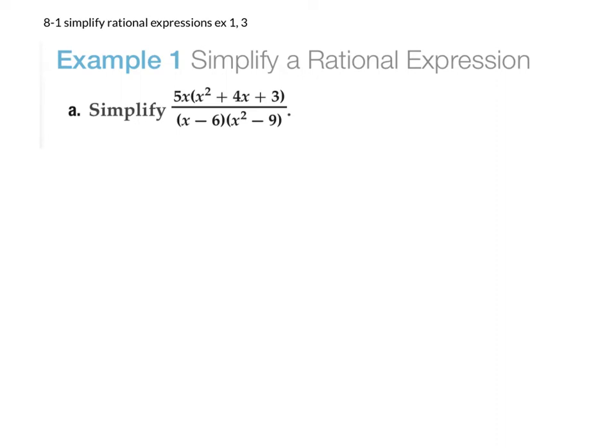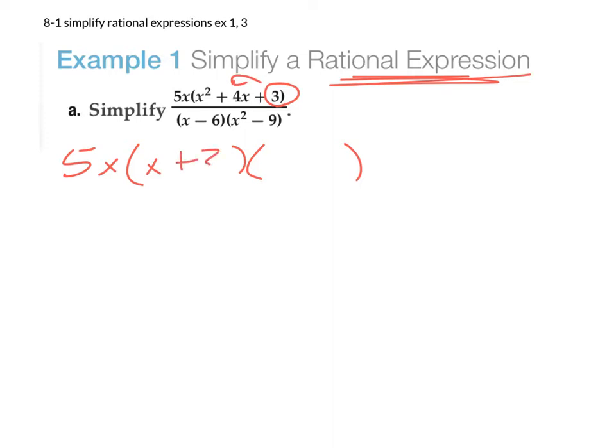Alright, to simplify rational expressions, and that's what we're doing, we need to factor these expressions. 5x is already factored, so that one's pretty simple. But then we need to factor the next polynomial, which means what two numbers multiply to 3 and add up to 4.